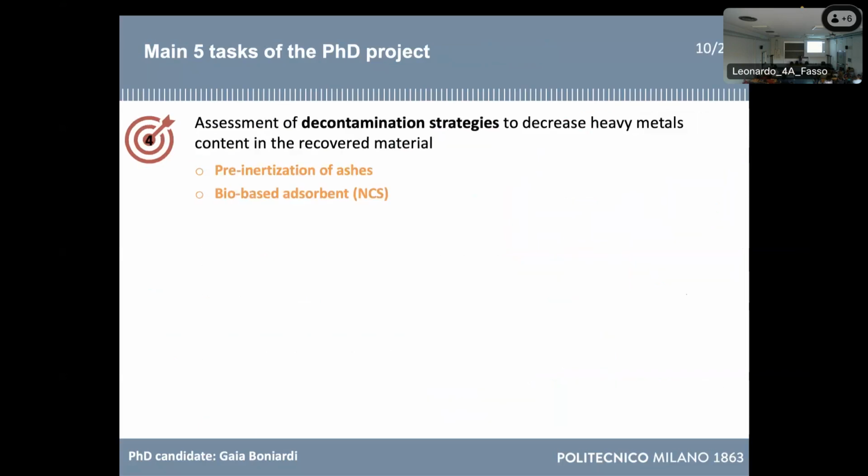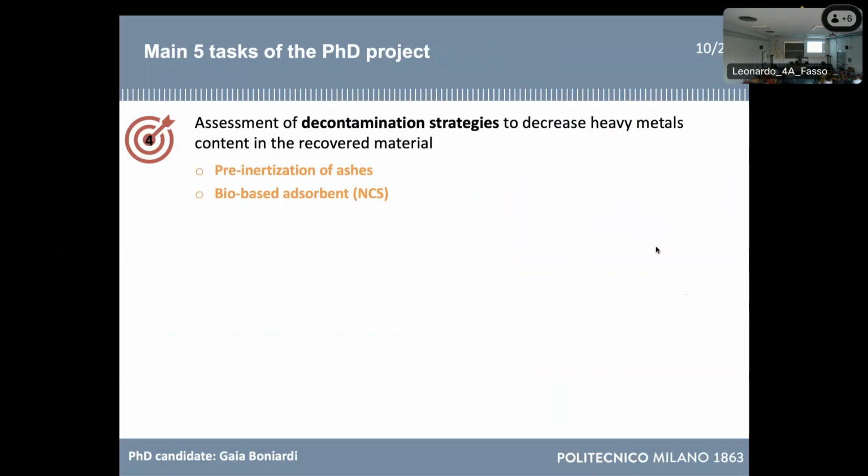The fourth task is related to the assessment of decontamination strategies to decrease the heavy metals content in the recovered material. We tested different strategies. The first one, the pre-inertization of ashes, was done in collaboration with the University of Brescia. The idea was to try to trap the heavy metals in the silica matrix of the ash in order to avoid the co-extraction of heavy metals during the first phase, which was the leaching phase. Unfortunately, this strategy did not work because acid was able to break down the bonds that phosphorus made with the heavy metals, even if we did some pre-inertization.